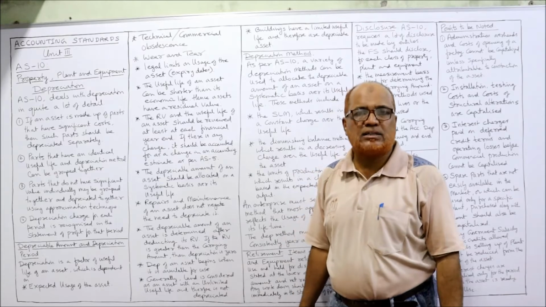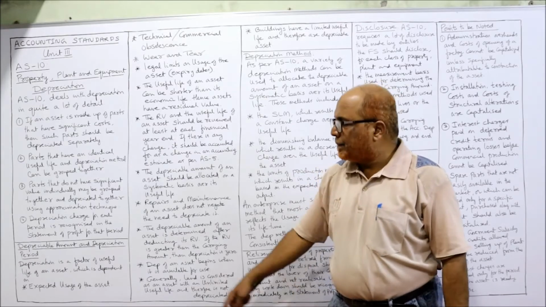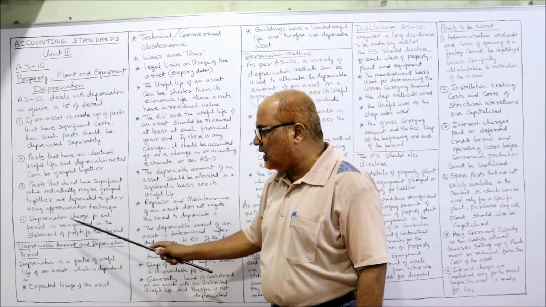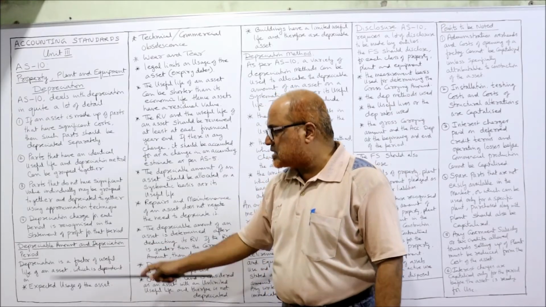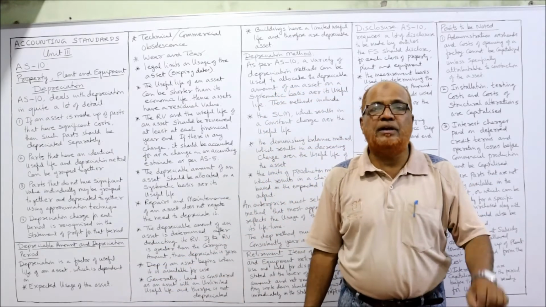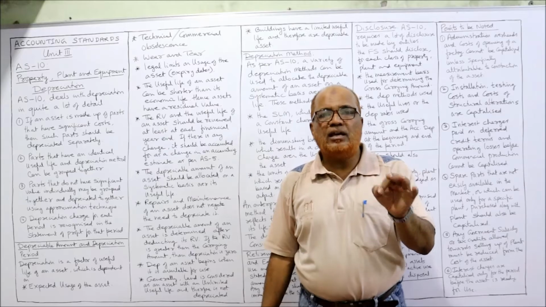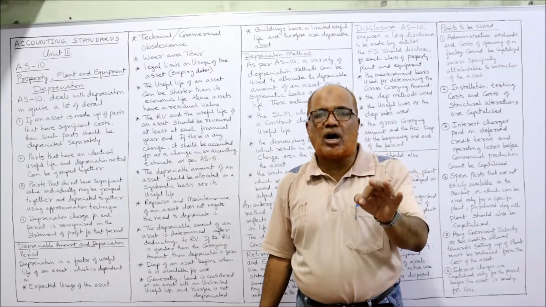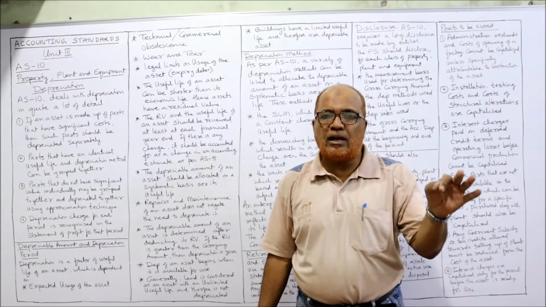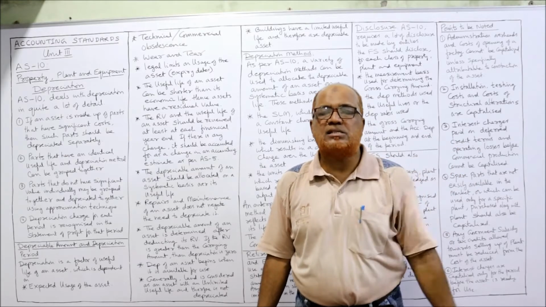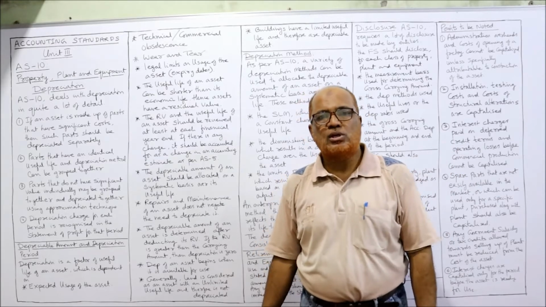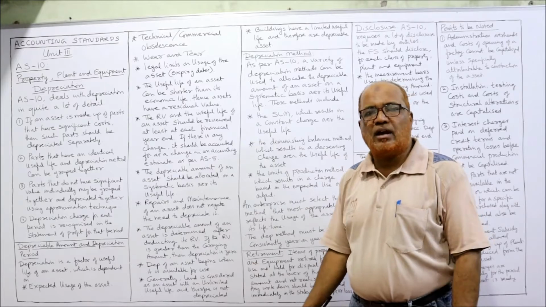The last one: depreciation charge for each period is recognized in the statement of profit and loss for that period. That means every year depreciation should be charged on property, plant and equipment, and it should be taken in the statement of profit or loss. These are the basic provisions given under AS10.